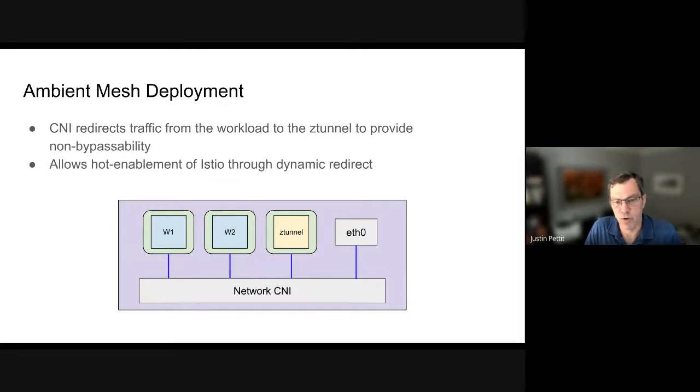In Ambient Mesh, it works differently. So let's say that we had the exact same situation where W1 was already part of the mesh, but W2 wasn't. Now, in order to enable it, all we need to do is modify the CNI so that it redirects all of W2's traffic through the ztunnel. We don't have to make any modifications to W2. And then also, if we want to take it out of the mesh, we can just as easily stop redirecting the traffic. And so that network CNI becomes quite simple because really all it needs to do is handle that redirection, turning it on or off through the ztunnel.